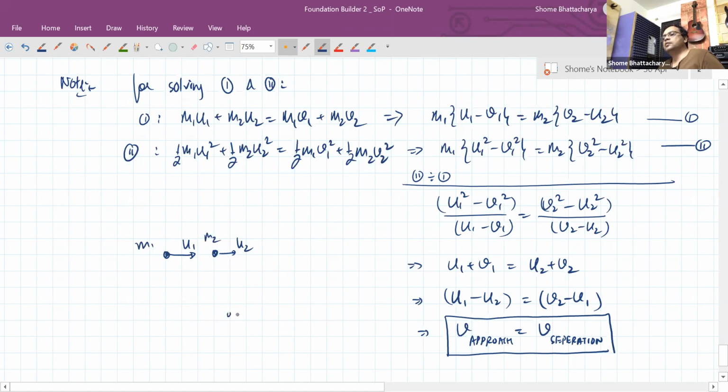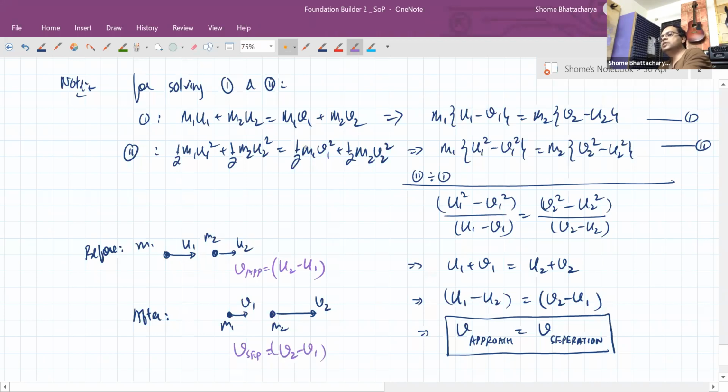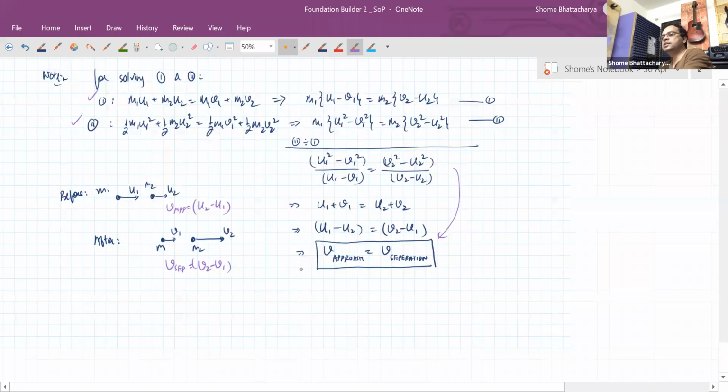Okay. And after impact, this was running away faster with v2. This was chasing it with a slower velocity v1. So this is after impact. This was before impact. So you can see from the diagram that our approach velocity before impact was u2 minus u1, and our separation velocity after impact became v2 minus v1. And now this conservation of kinetic energy along with conservation of linear momentum is showing us that this is what happens. So this is an additional and important property of elastic collisions.